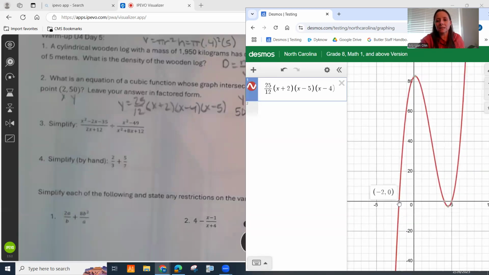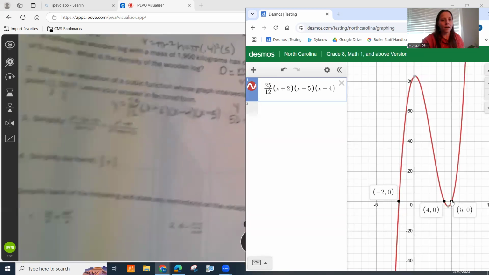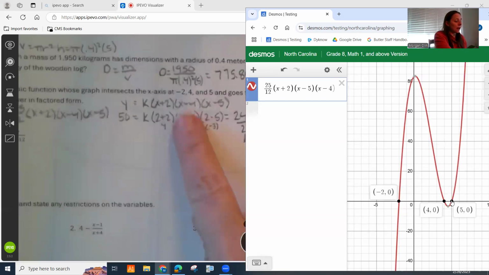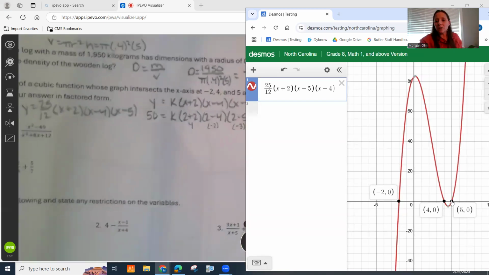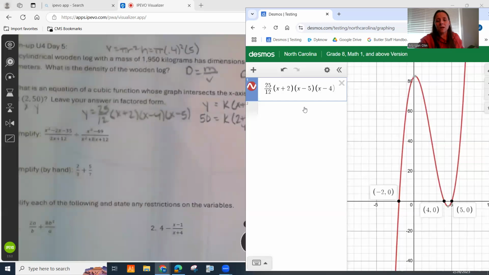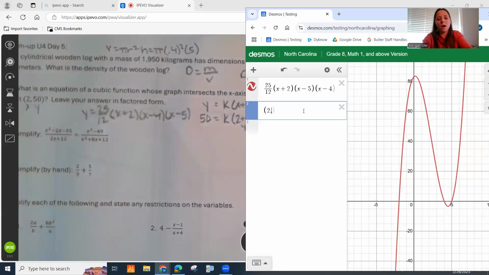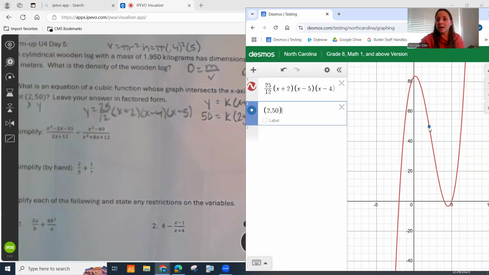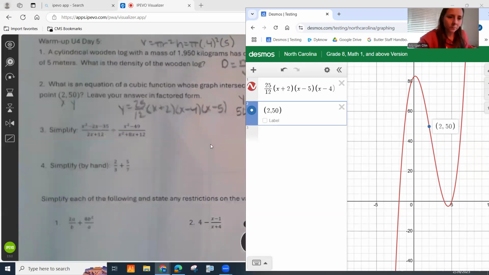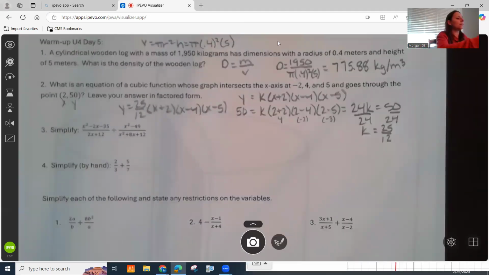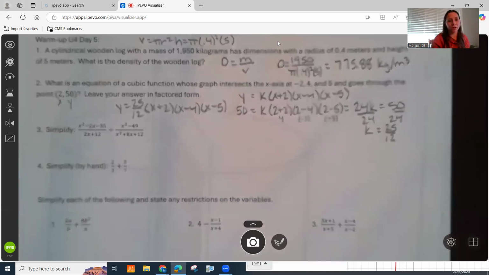Does it hit the x-axis like it says -2, 4, and 5? That's what it asks us right here, and it does. Now the other thing is at (2, 50). So let's see if this point, 2 comma 50, is on the graph. And if you look, it is on the graph. They intersect at (2, 50). It's right there. So we must have written this correctly. All right. And then yesterday we took a look at a problem that looked like this.